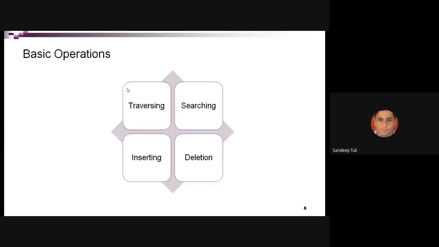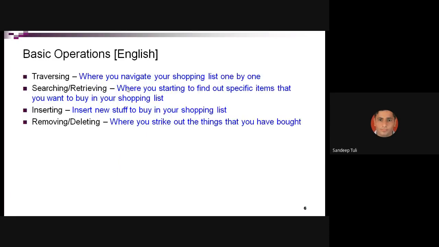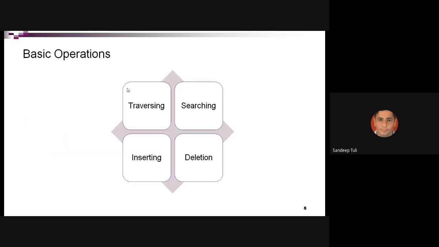Okay, so the basic operations that can be performed on a list are traversing, searching, insertion, and deletion. Traversing means accessing every element of the list. Searching means finding a specific item in the list. Inserting means adding something new, and deletion means removing an element already existing in the list. So how can we correlate it with our shopping example?